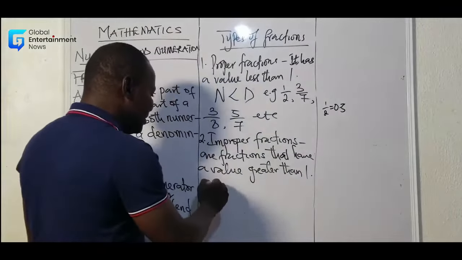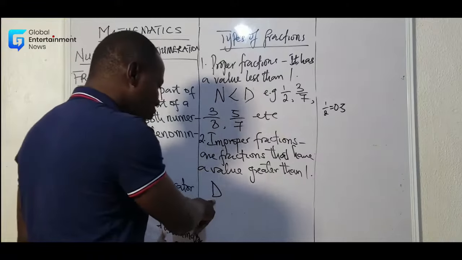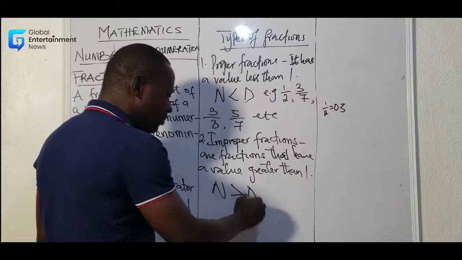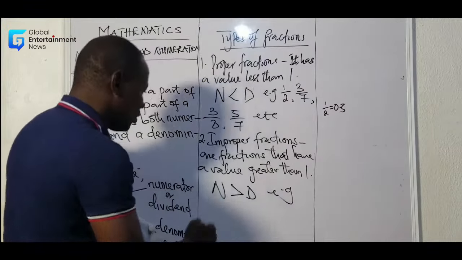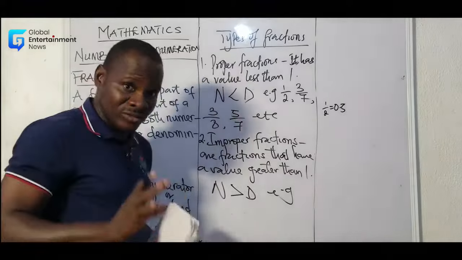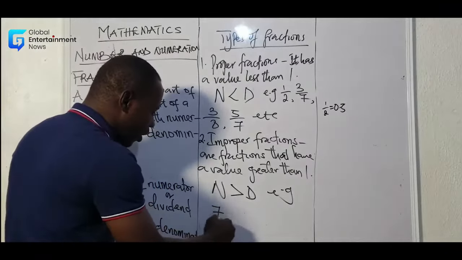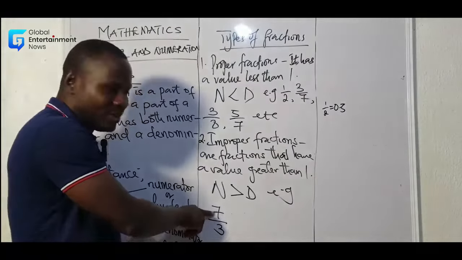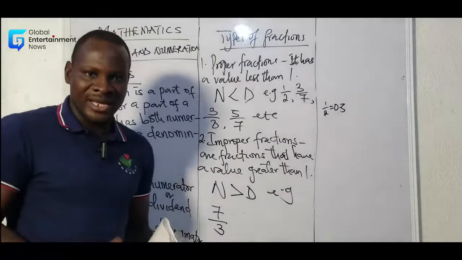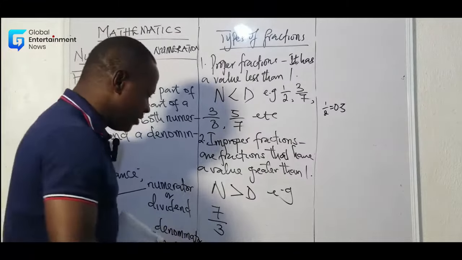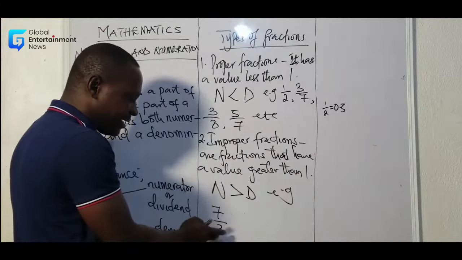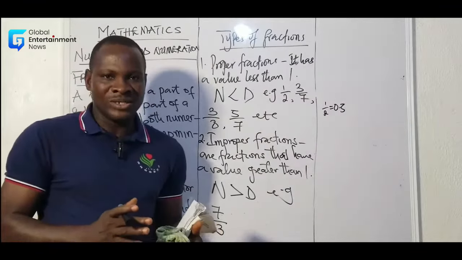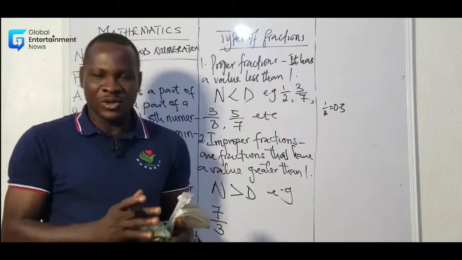Now, that means the numerator is greater than the denominator. Take note of that. If you have 7 all over 3, this is the numerator, while 3 is the denominator. I believe you are following me. And you can see that this numerator is greater than 3. If you divide this, it is going to give us a mixed fraction, which is the third type of fraction.